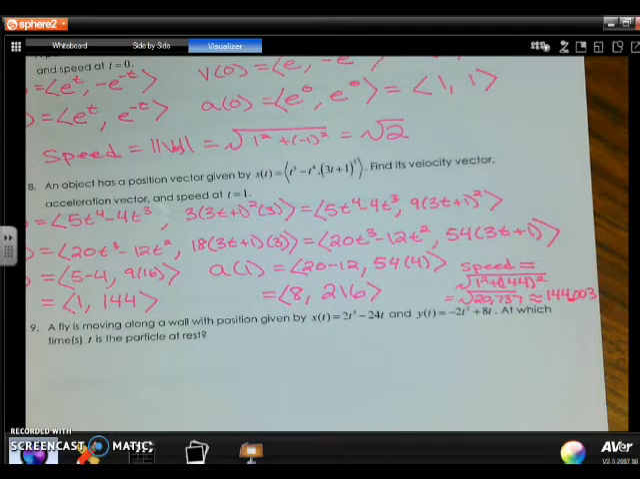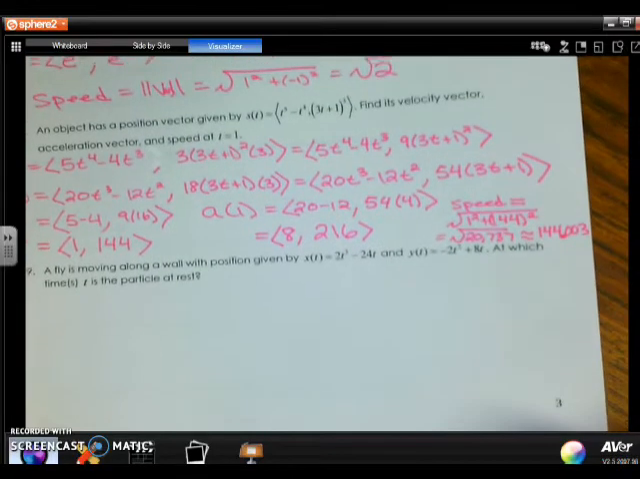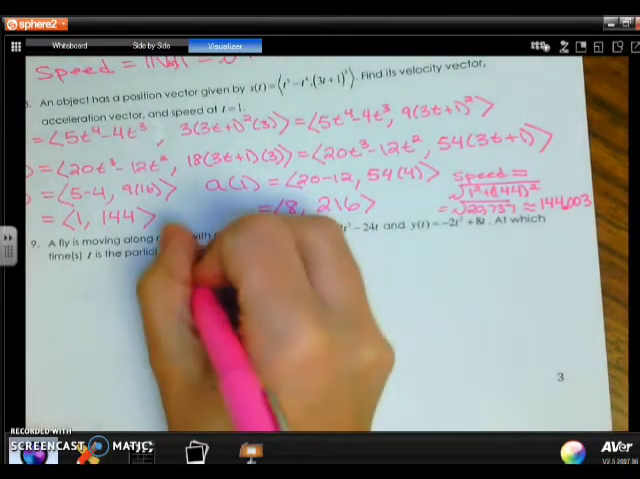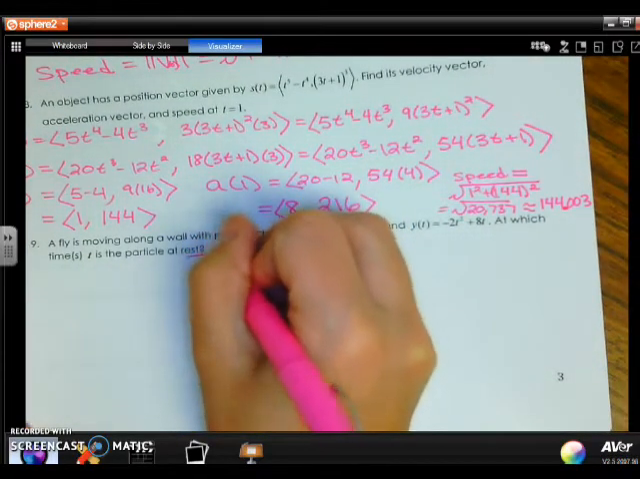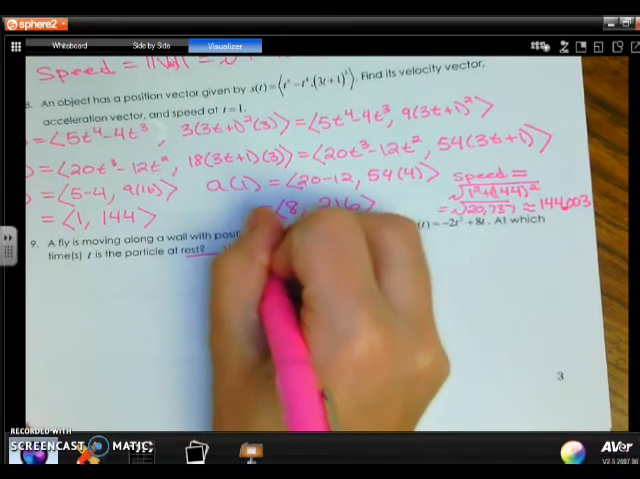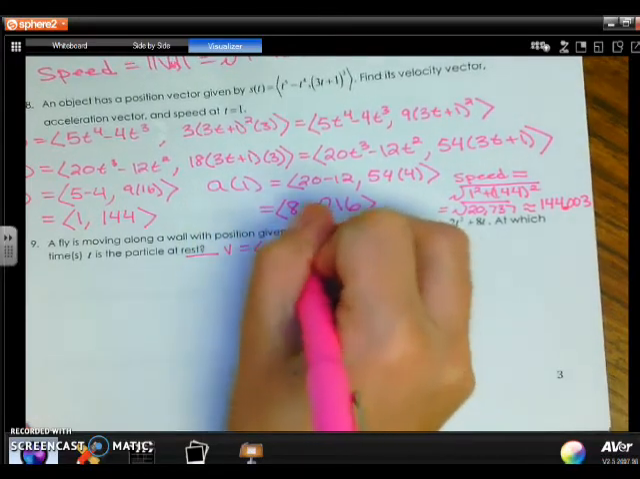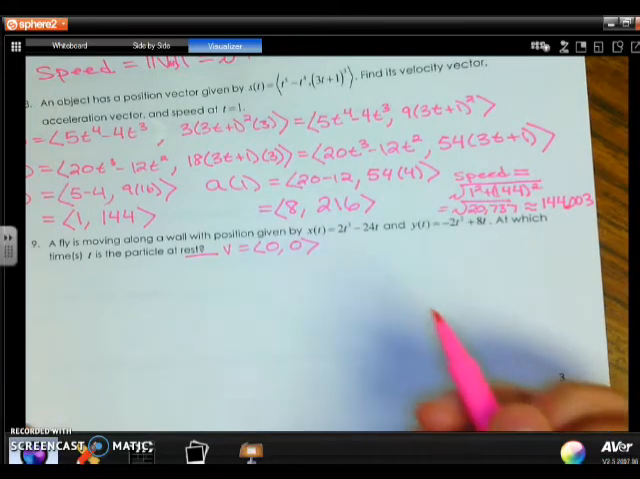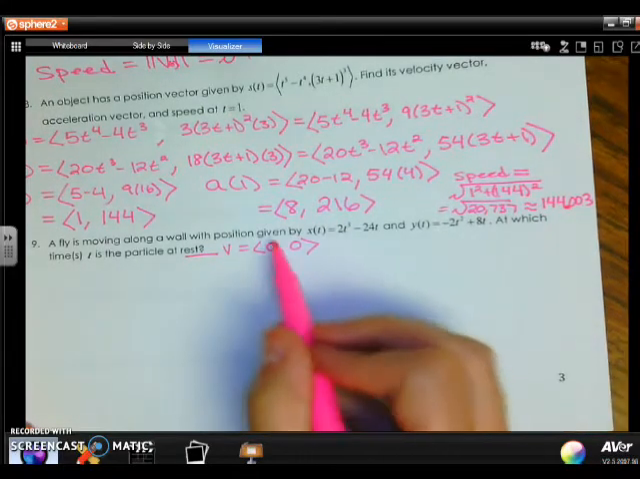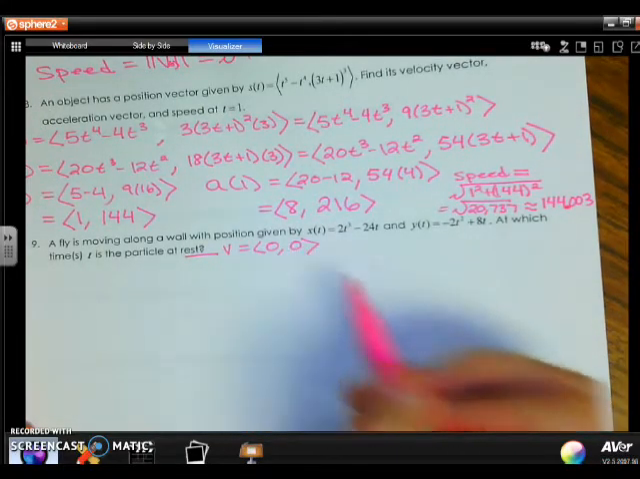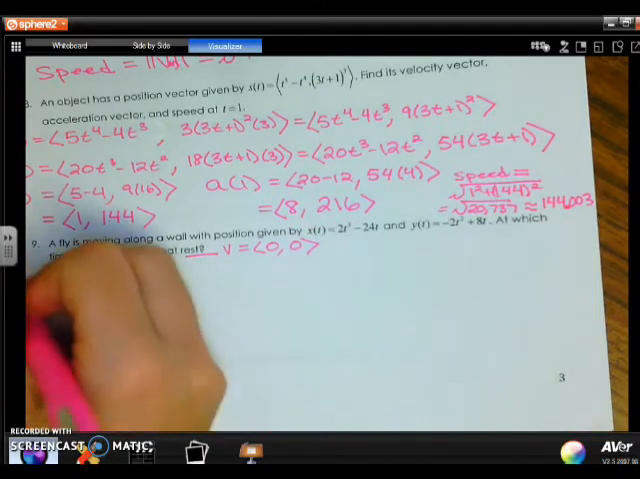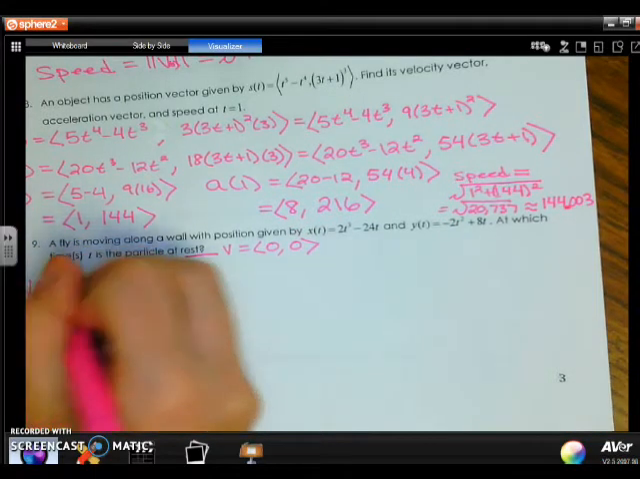For number 9 here, a fly is moving on the wall given by, and again we're given the position. We're given our x and our y. When is the particle at rest? So you really need to know what that means. At rest, aka, that means that your velocity is going to be 0, 0. Now that means that both parts have to be 0. So I need to figure out the time when this piece is 0 and the time when that piece is 0, and I need to find the time that matches. That's kind of my strategy for this.